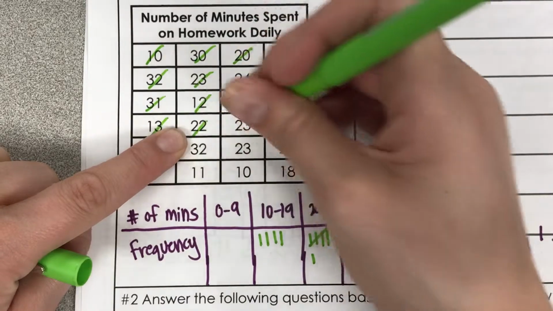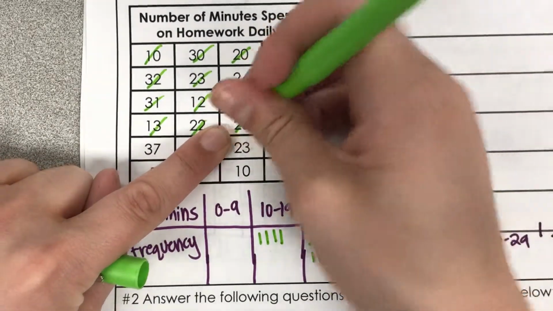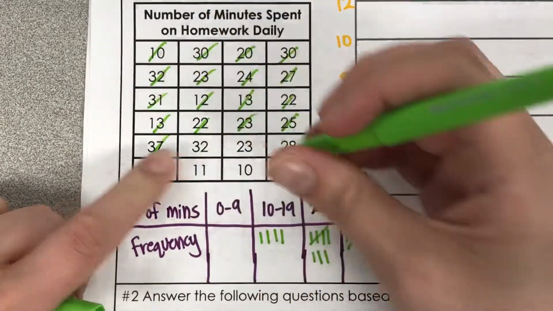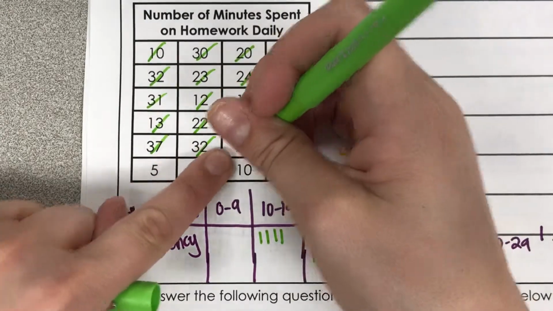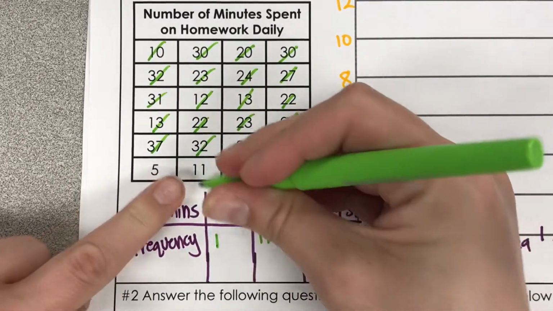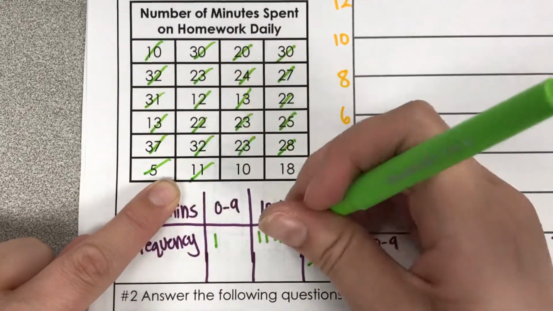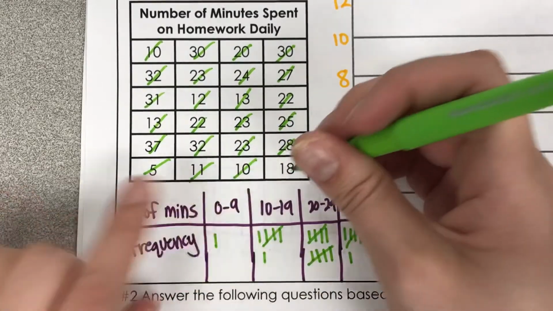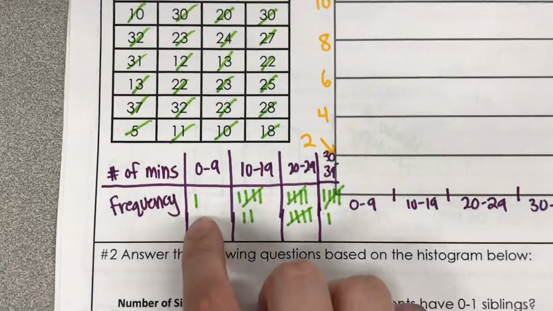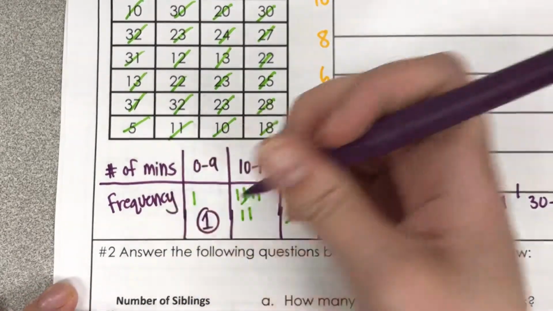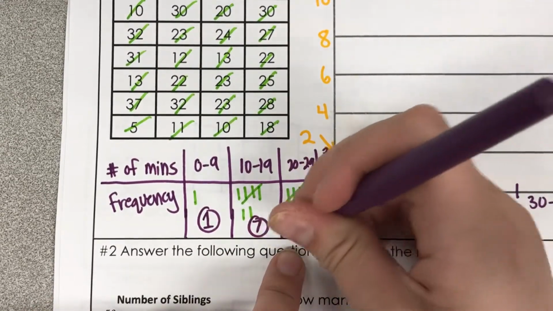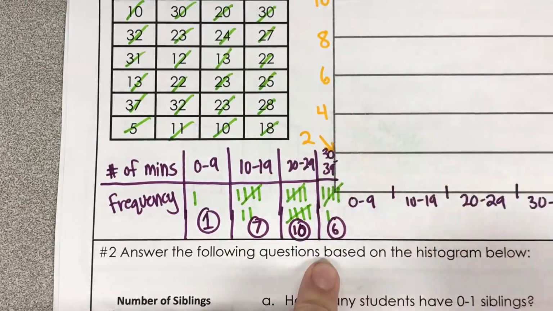22 again, 23, 25, 37, 32, 23, 28, 5, 11, 10, and 18. All right, so your frequencies, I'm going to count them. This one only had 1. This one had 7. This one had 10. And this one had 6.